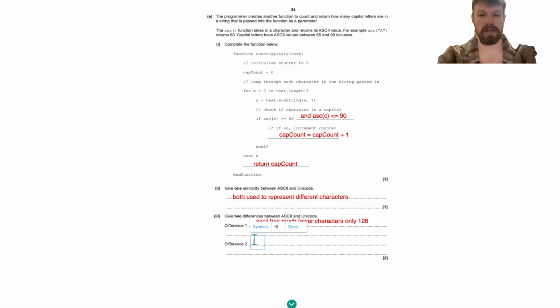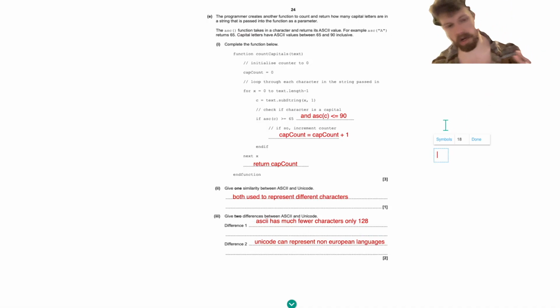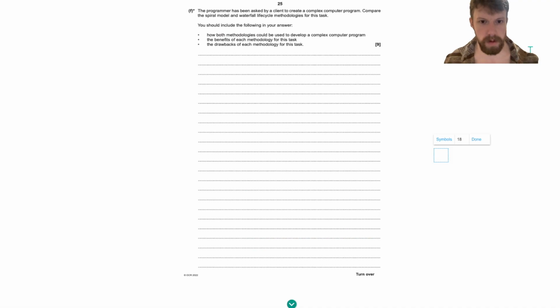The other difference is Unicode can represent non-European languages, which is why Unicode was brought in, because European languages generally have a similar alphabet, and 256 characters was about enough to get around European languages. If you think about Russian, Arabic, Chinese, Japanese, all of these different languages have completely different alphabets, so we needed to bring in something else to be able to represent those characters as well.